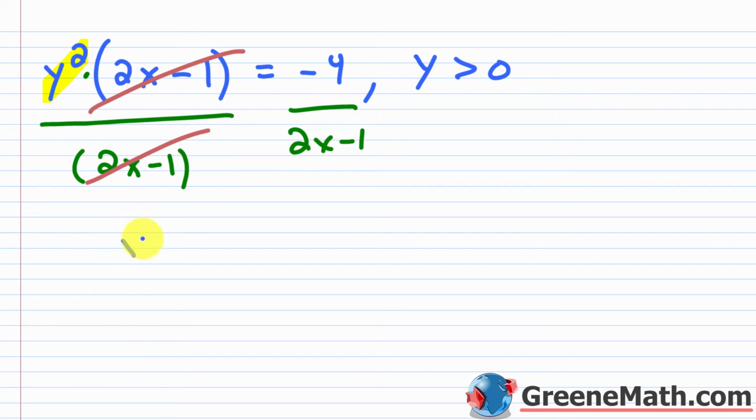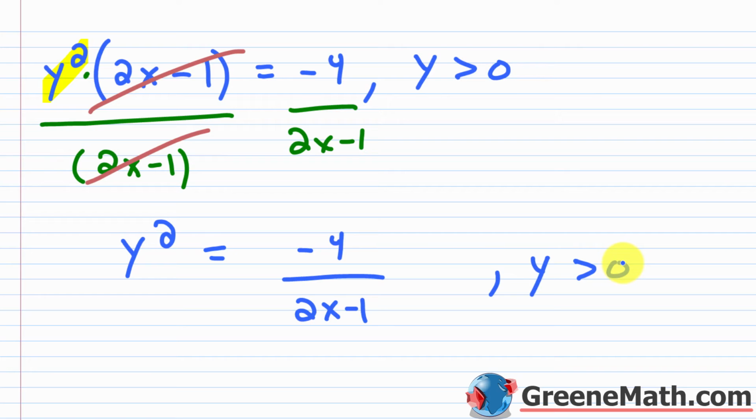And basically I have y squared is equal to negative 4 over my 2x minus 1, and then y is greater than 0. Now, before we run into any issues, I've already solved this problem, so I'm just going to tell you in advance, when you go to take the square root, the square root of negative 4 is not going to be a real number. So we don't want to run into any issues.